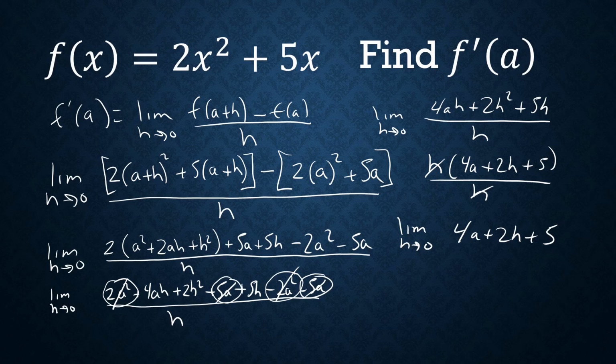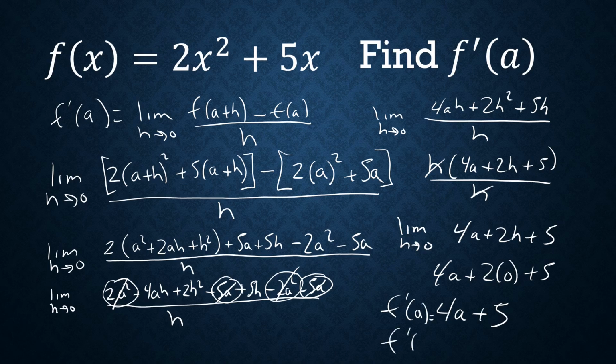Now at this point I can plug in 0 for h. So I get 4a plus 2 times 0 plus 5. That's going to leave me 4a plus 5. So that's going to be our derivative. And again, normally you see it using x, so you can say it's 4x plus 5. So that's the derivative of 2x squared plus 5x.